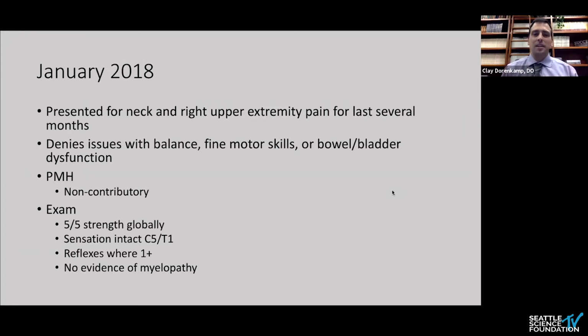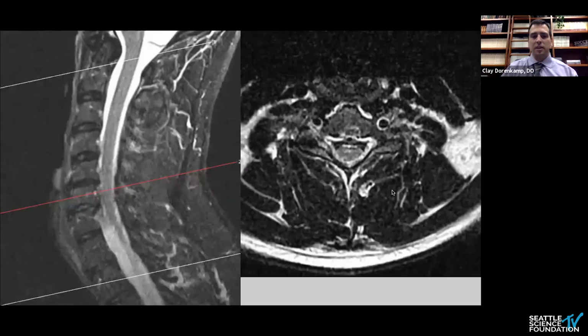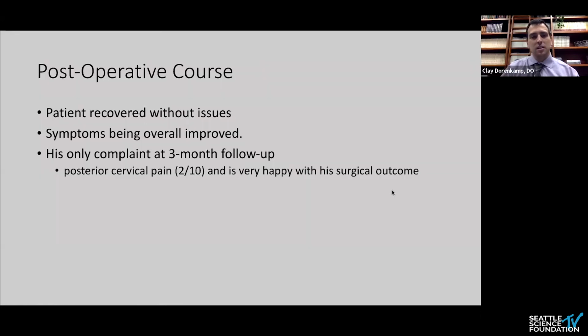His story started back in January 2018 when he presented for neck and right upper extremity pain for the last several months. He had no signs of myelopathy, and his exam showed good strength and good sensation. His x-rays show pathology at C5-6 and 6-7 and degeneration, and his MRI shows compression at those levels as well. Ultimately, this patient underwent ACDF without complications.